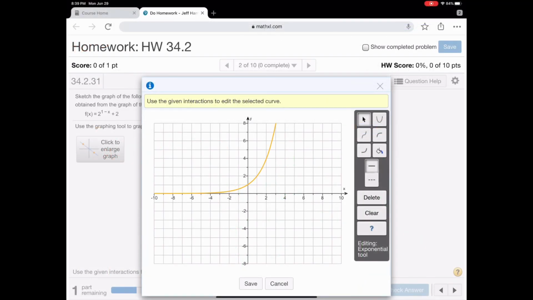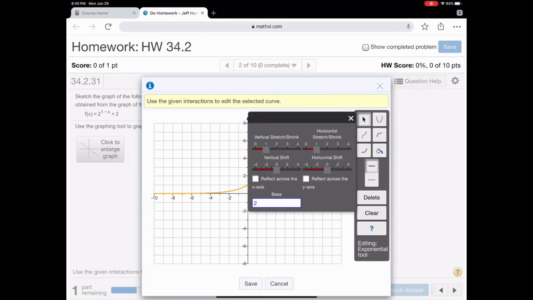Okay, so this is the graph in my labs, and I'm wanting to graph the function that's shown to the left, 2 to the 1 minus x plus 2. Okay, so I need to get an exponential graph. So I clicked on the button on the right there, and then I just tapped anywhere on the screen. And now it's asking me what are all these transformations that are happening.